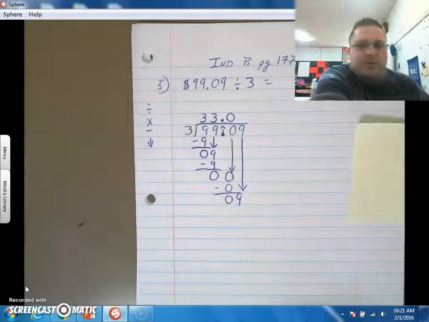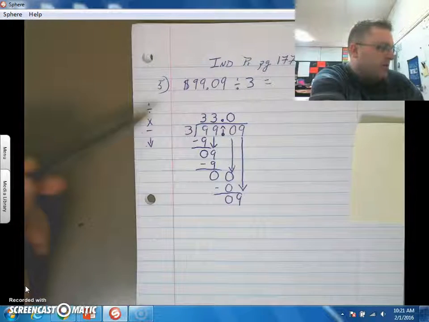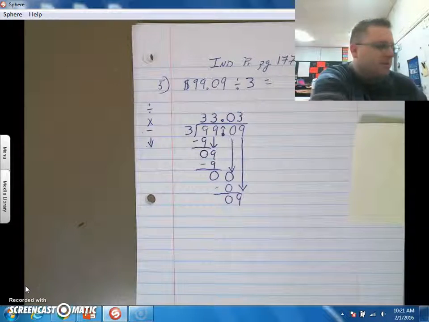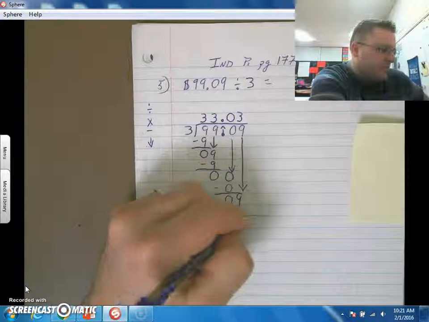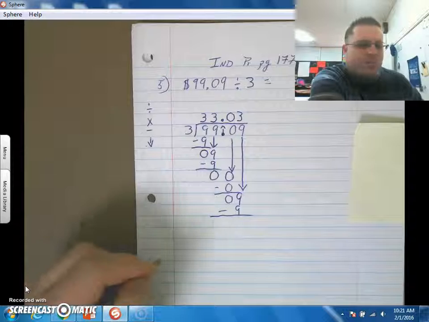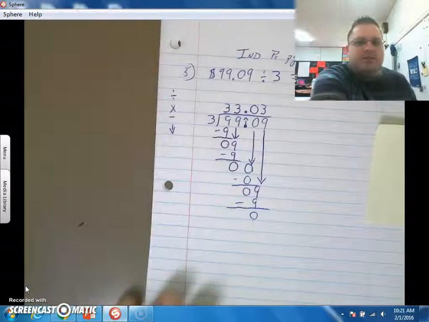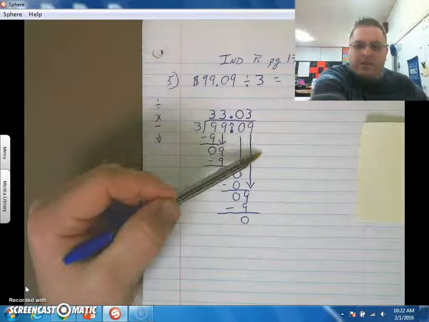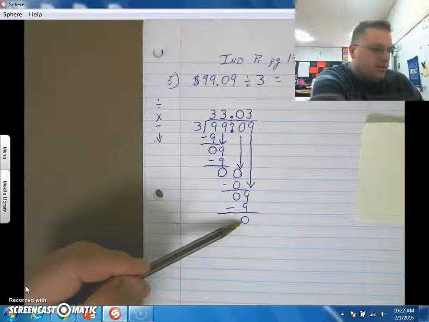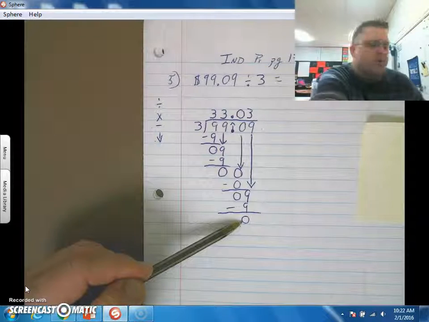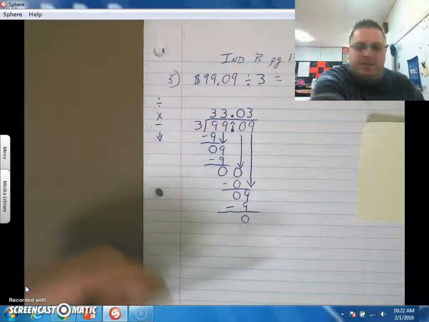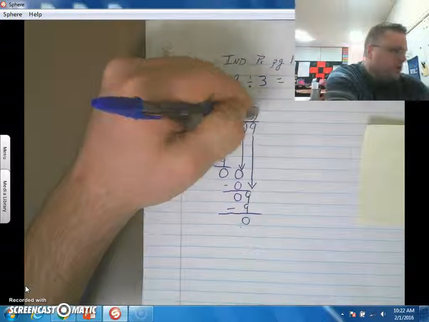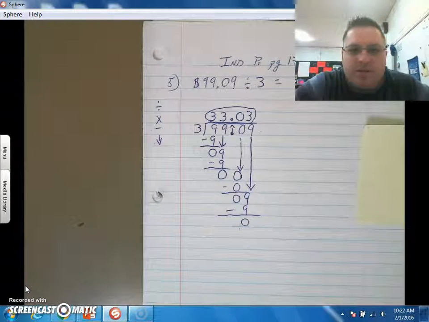And I do my 4 steps again. 9 divided by 3 is 3. 3 times 3 is 9. Subtract. 9 minus 9 is 0. And drop. We don't have anything. And my remainder is 0, so I don't need to add a zero or anything. I can just stop right there. My quotient is 33.03.